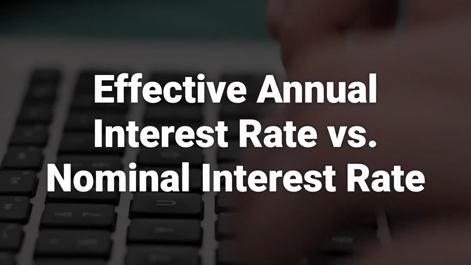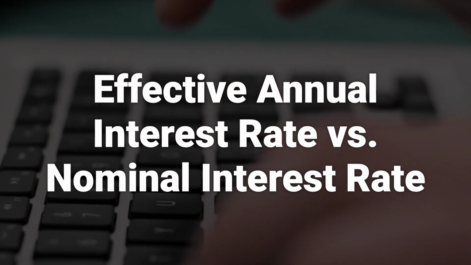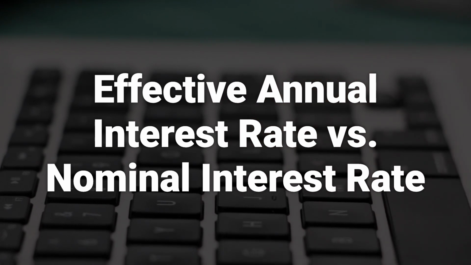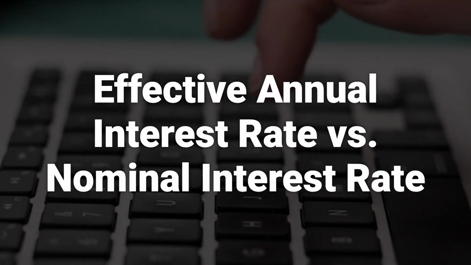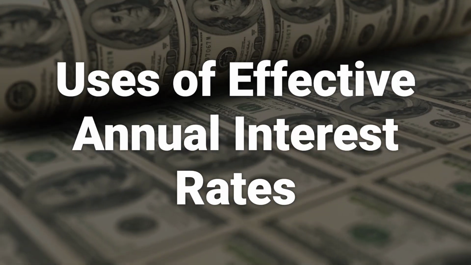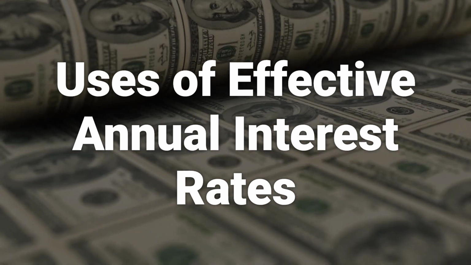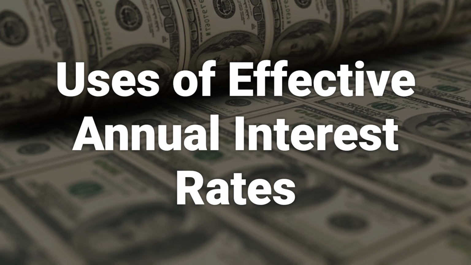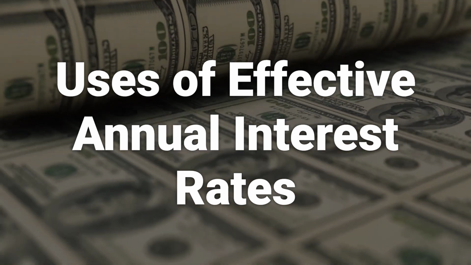The primary difference between the effective annual interest rate and a nominal interest rate is the compounding periods. While the nominal interest rate does not consider compounding interest, the effective annual interest rate does, resulting in a higher rate. Effective annual interest rates are used in various financial calculations and transactions to make interest rates comparable regardless of their compounding periods.